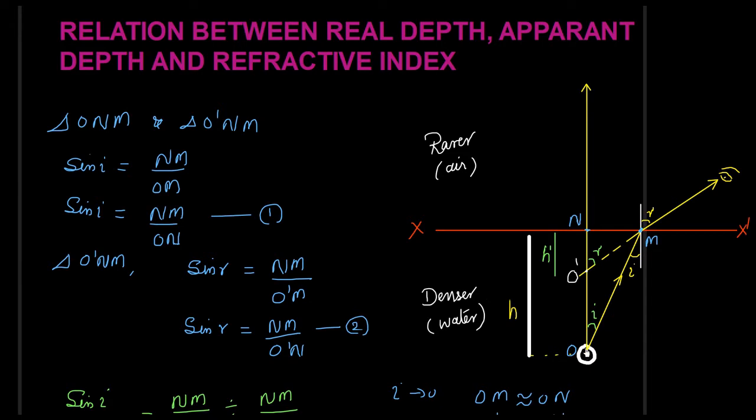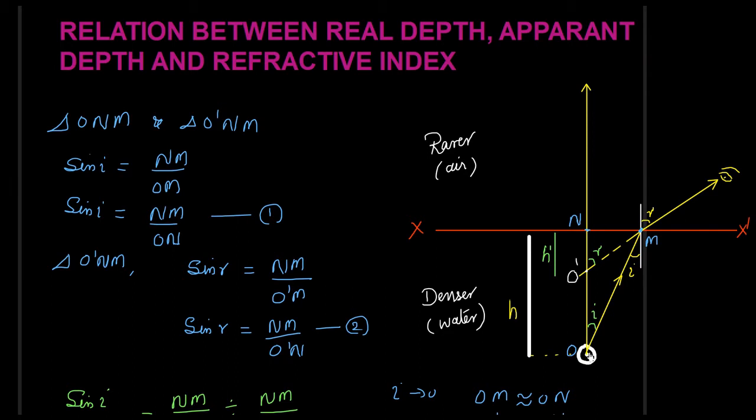An object O is placed in denser medium, and the person is looking from the rarer medium. The two media are separated by the surface which is X dashed. X dash is a plane surface which separates rarer medium from denser medium. The object O is placed at a depth h below the surface of separation in the denser medium.